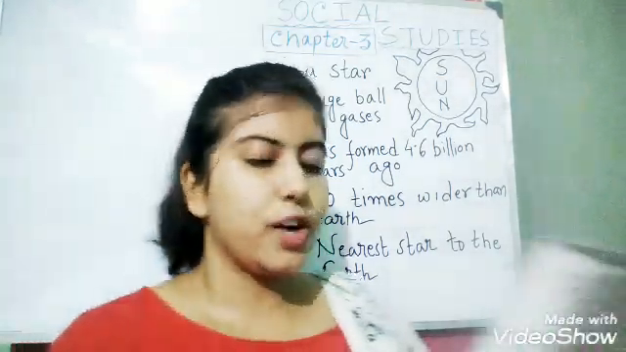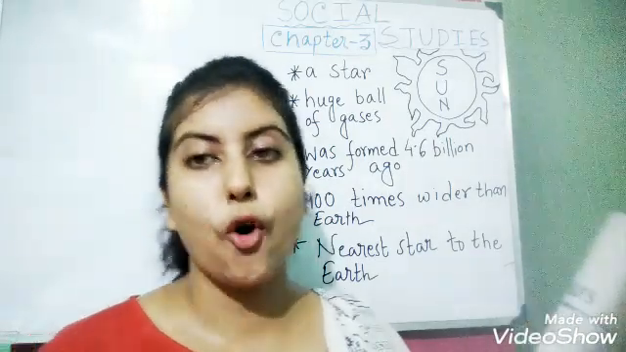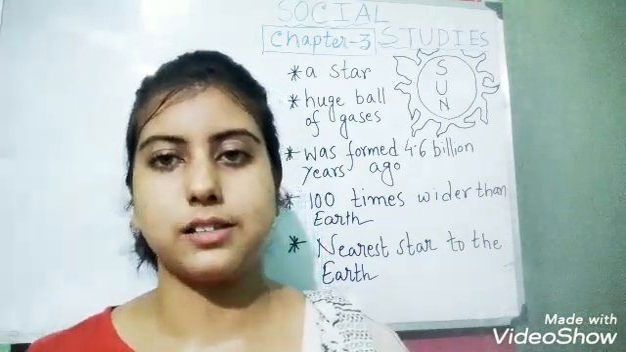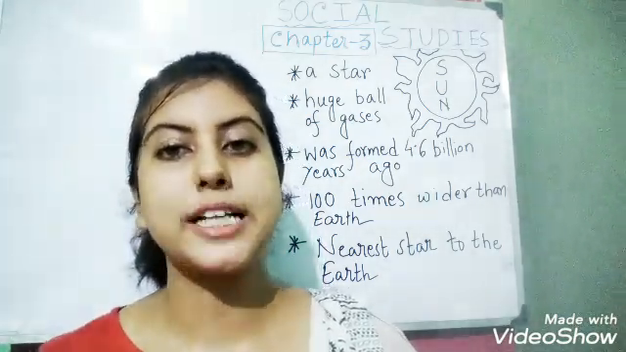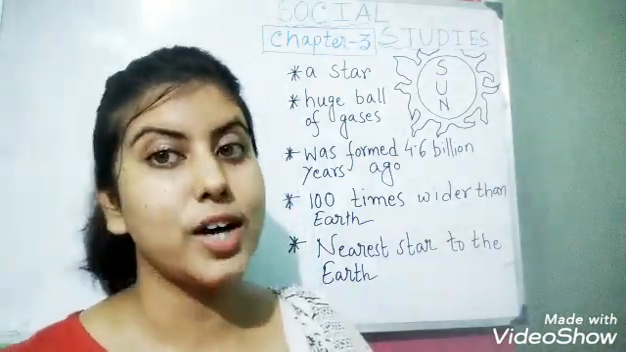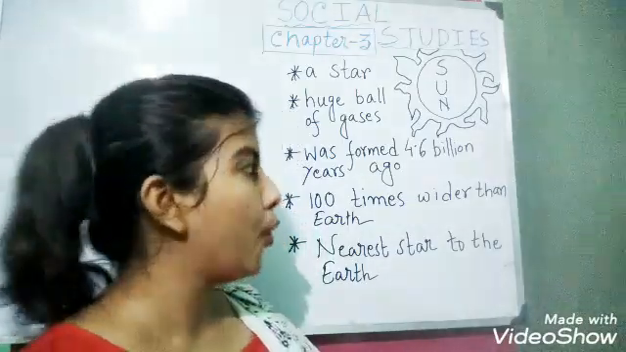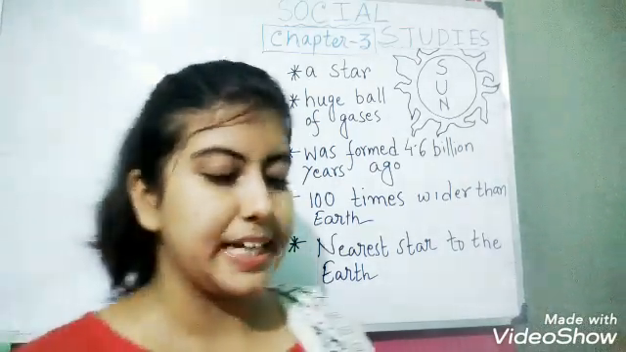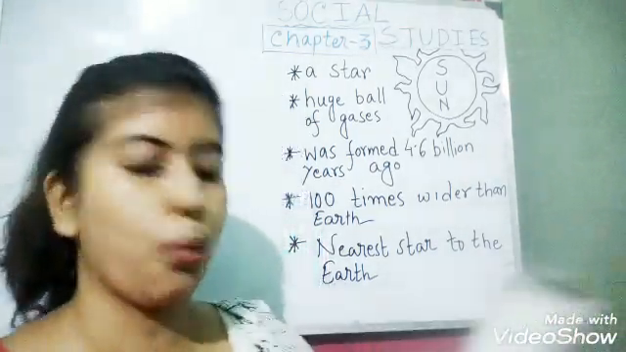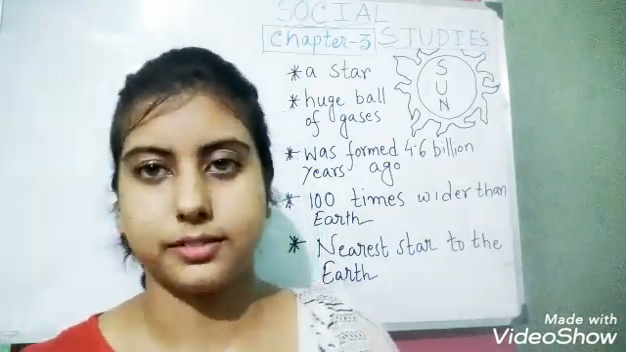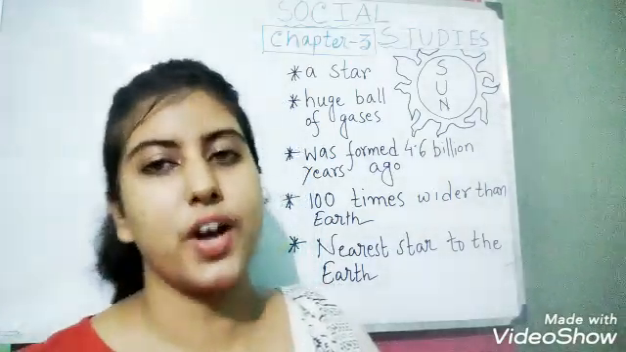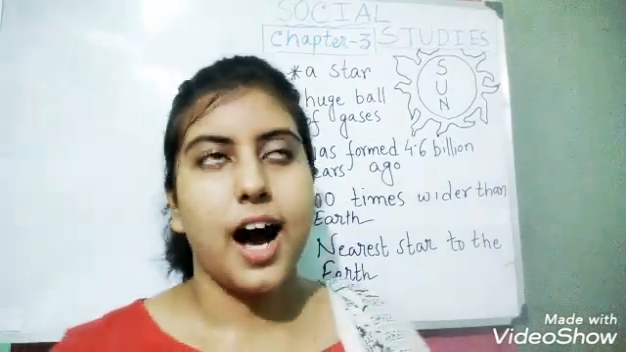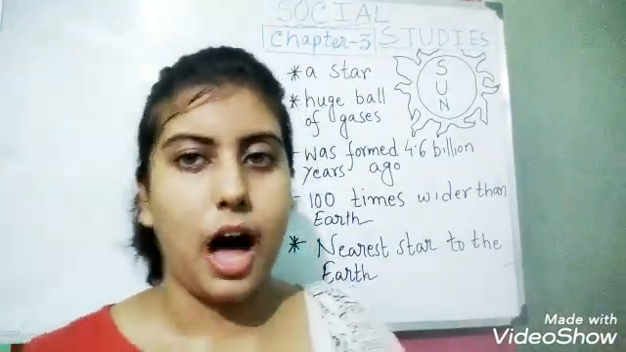Now, it was probably formed 4.6 billion years ago. That is a very, very long time ago. The sun was formed probably 4.6 billion years ago. Now, it is over 100 times wider than the Earth. Our Earth is very small in front of the Sun. It is 100 times wider than our Earth.